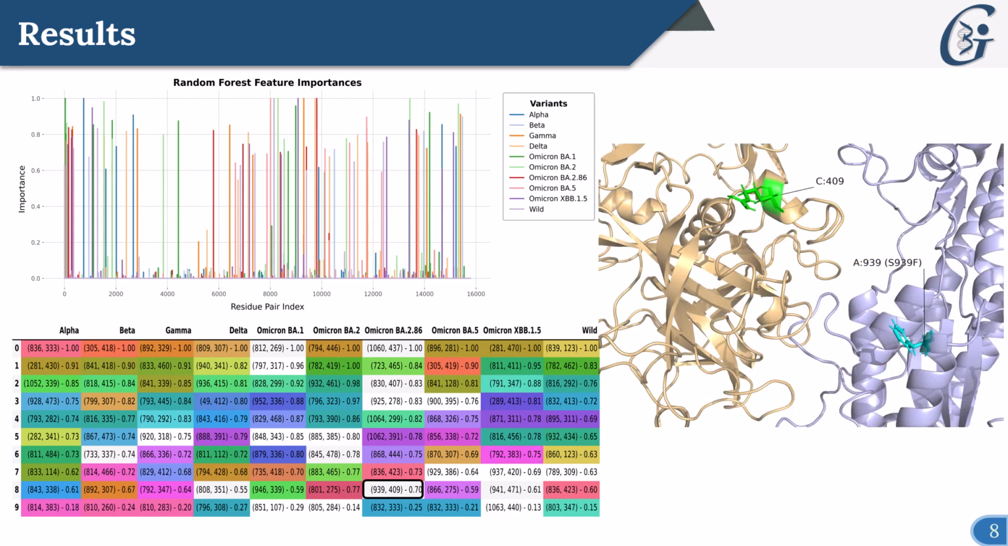In the BA.2.86 variant, the S939F mutation directly forms the unique pair 939 and 409.